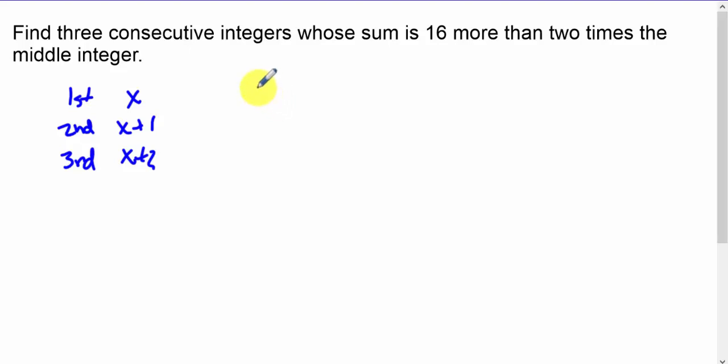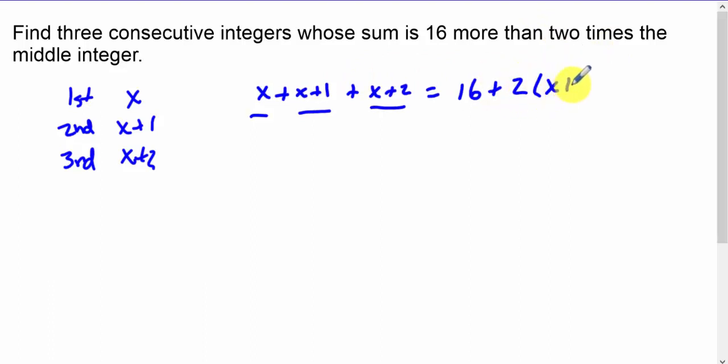We're going to add 3 of them. x, x plus 1, I'm just going to underline these to notate they're different, and x plus 2 is 16 more than 2 times the middle guy. 2 times the middle guy. All right, and then you've got it all right in front of you.